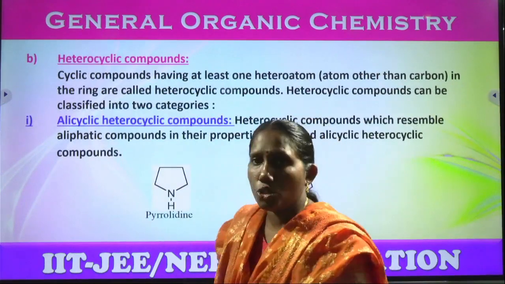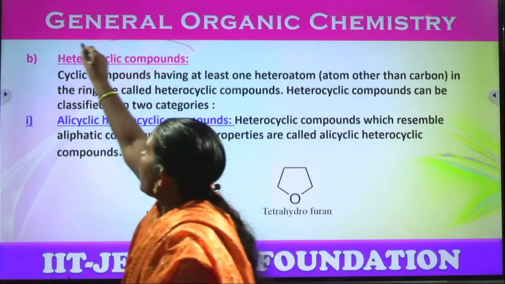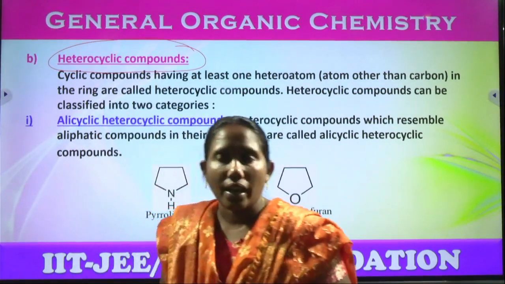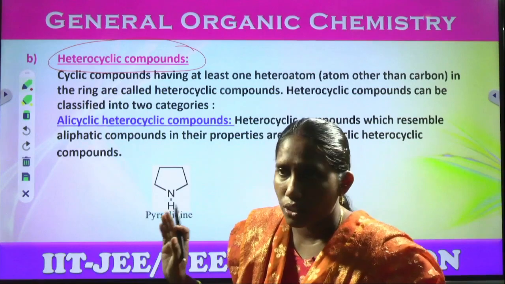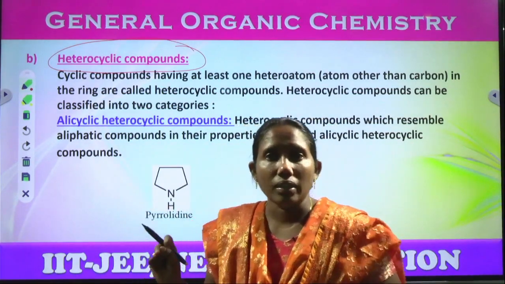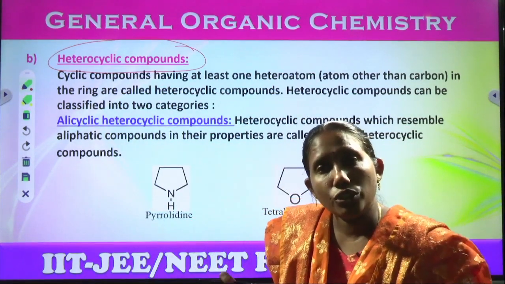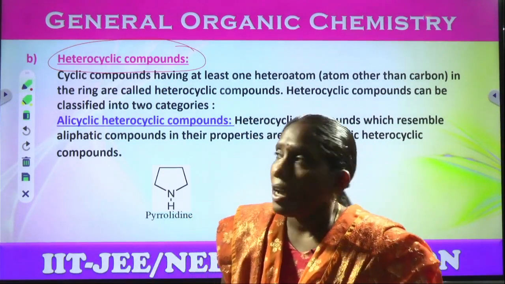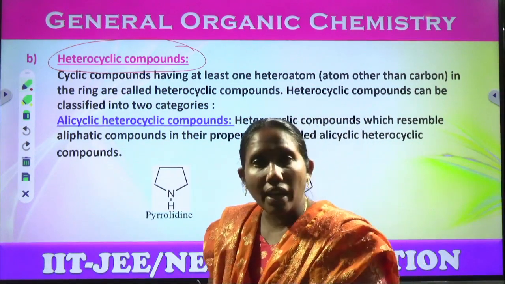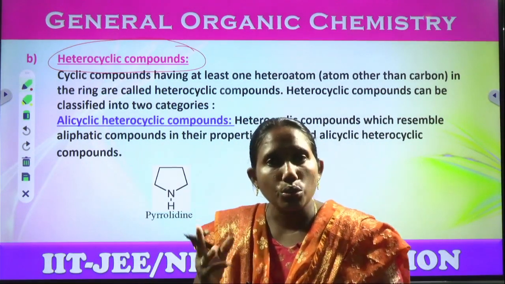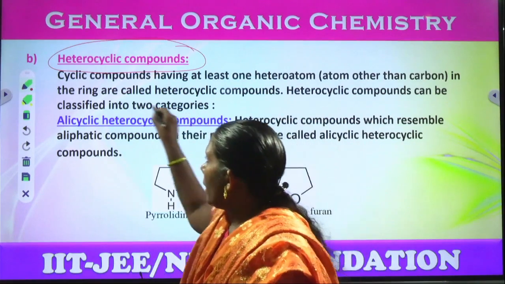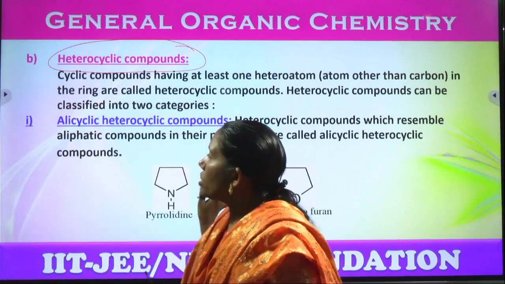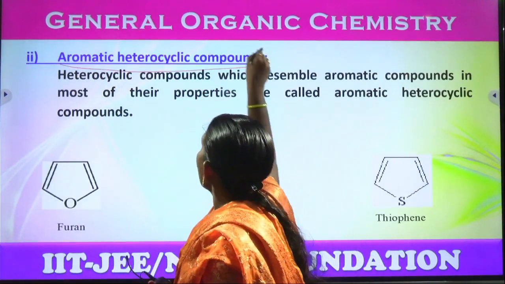Now come to the next one, heterocyclic compounds. Heterocyclic means other than carbon and hydrogen. Keep carbon aside; another atom is introduced into the chain or ring. Those are said to be heterocyclic compounds. Again, these heterocyclic compounds are of two types. The first one is alicyclic heterocyclic compounds, and the next one is aromatic heterocyclic compounds.